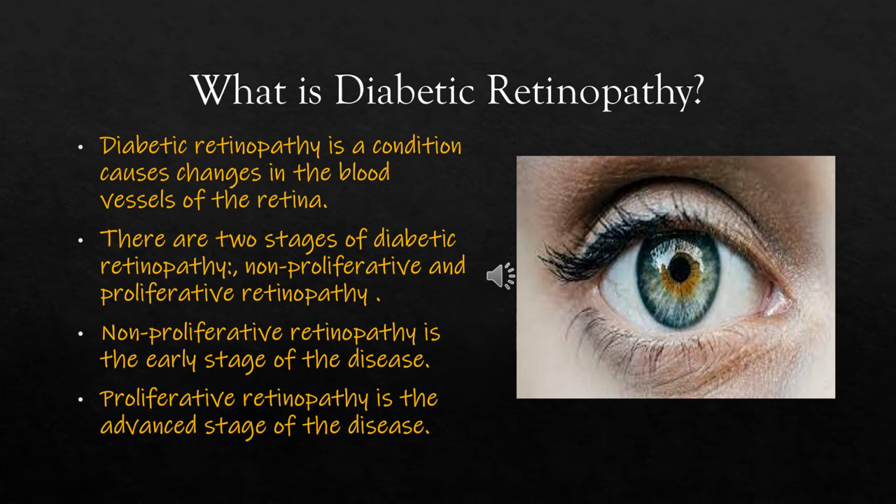mild vision loss. Proliferative retinopathy is the advanced stage of the disease, and in this stage there are new and abnormal blood vessels that develop on the surface of the retina. These blood vessels can then break and bleed into the vitreous. That's the clear gel-like fluid inside your eye, and this can cause severe vision loss.